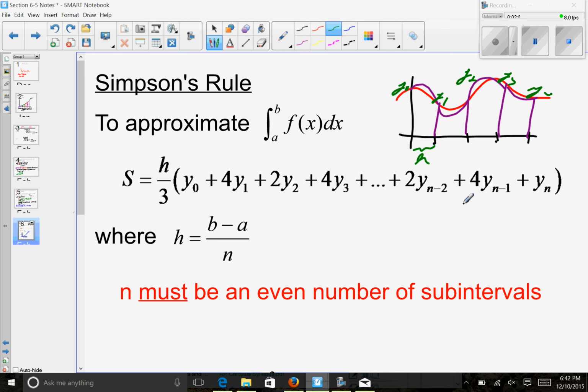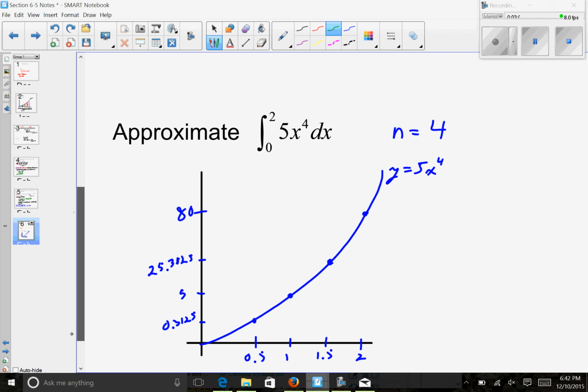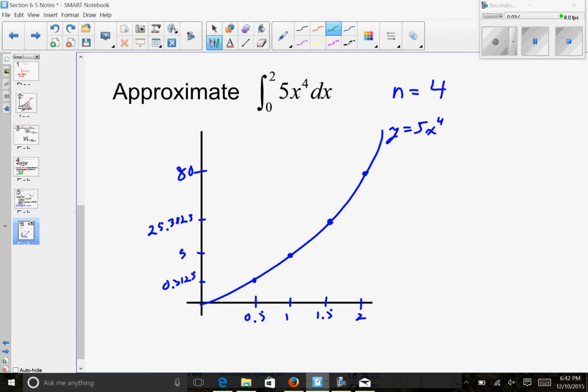And it's because of this pattern that we need an even number of subintervals. So if you try to do Simpson's rule with 5, it's not going to work. So for example, let's say we wanted to approximate the integral from 0 to 2 of 5x to the 4th with respect to x. So here's a graph of 5x to the 4th, where at 0, the y value is 0. At 0.5, the y value is 0.3125. At x equals 1, y is 5. At x equals 1.5, y is 25.3125. And when x is 2, y is 80.